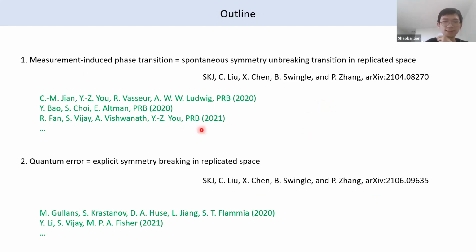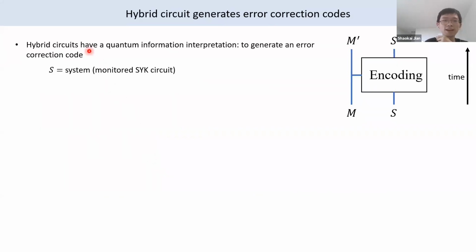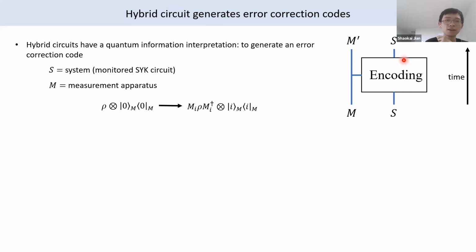Now let me move to the second part, the quantum error. Hybrid circuits have a quantum information interpretation. They can be understood to generate an error correction code. Say S is the system. So here is the monitored SYK circuit, and we just store information in the circuit and evolve. At the end of the day, we get an error correction code. This is the interpretation.